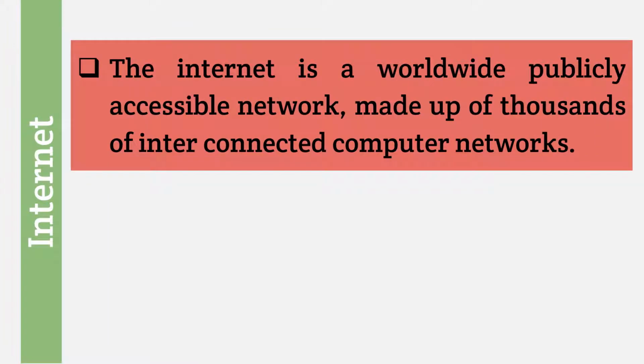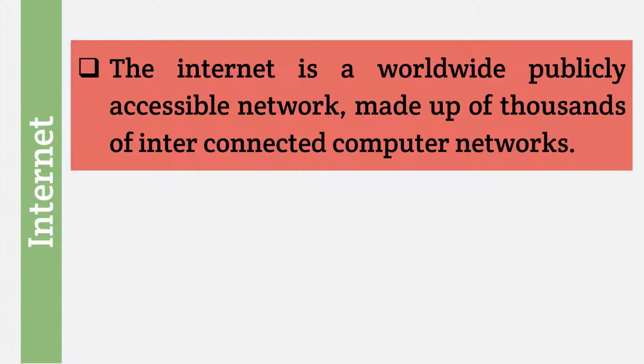What is Internet? We all use Internet in our day-to-day life. The Internet is a worldwide publicly accessible network. Network means an interconnection of two or more computers. Now, Internet is a worldwide publicly accessible network because this network of computers and all the devices all over the world is publicly available to everyone.